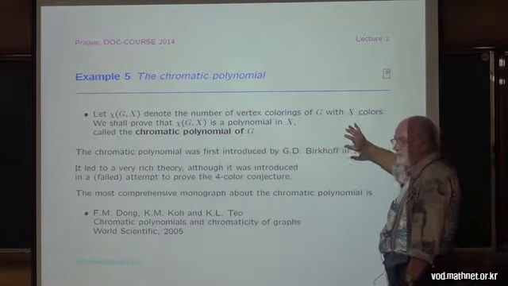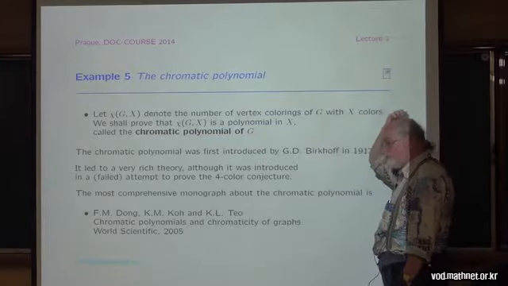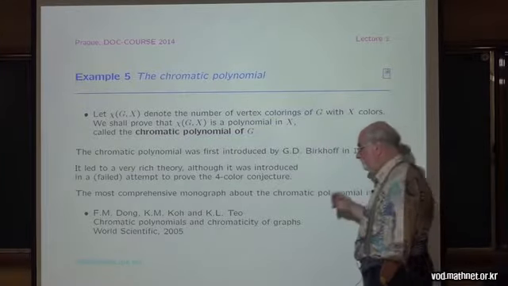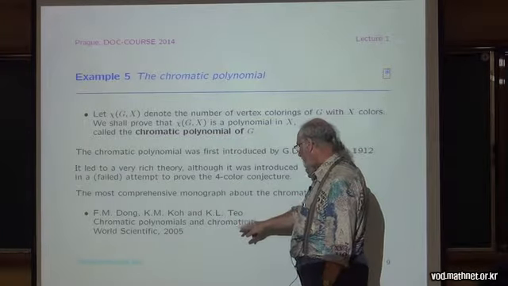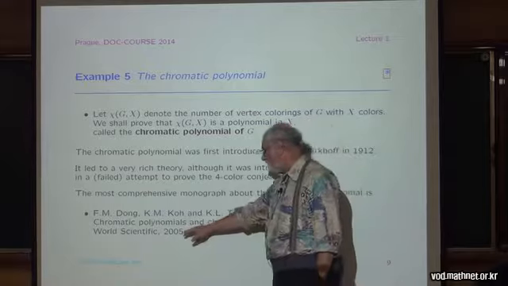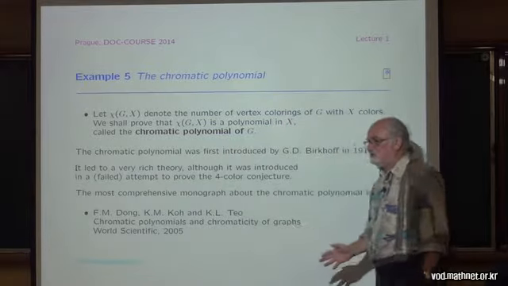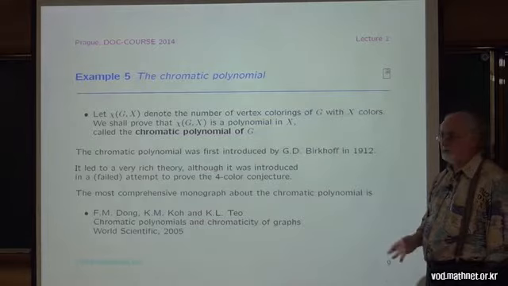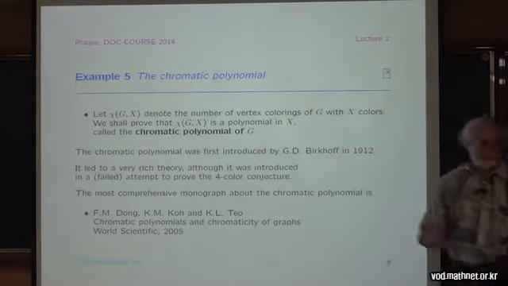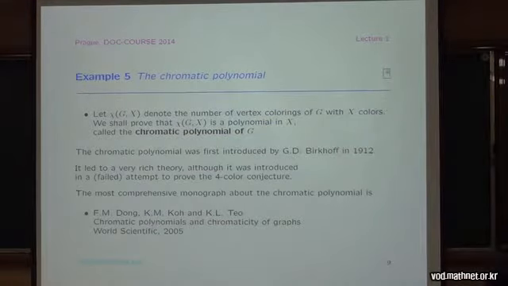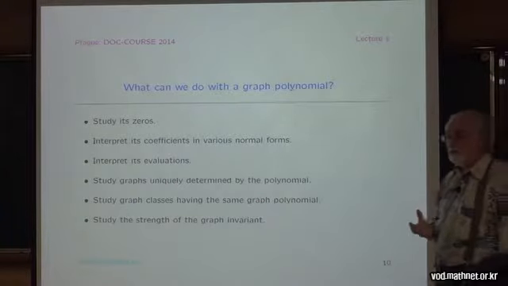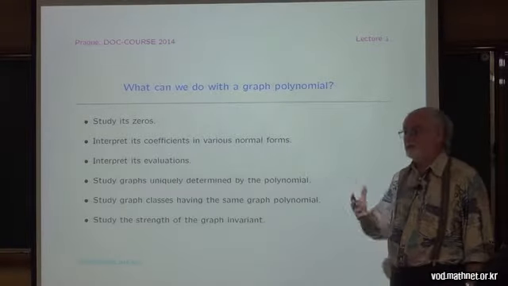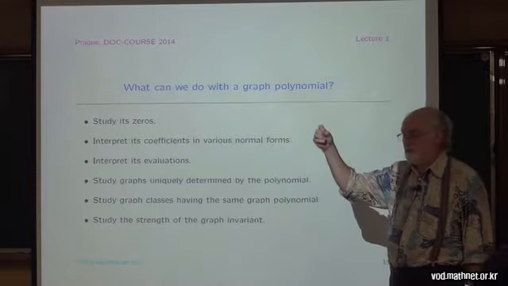Now, the chromatic polynomial has a very, very rich literature. There is a book by Dong, Koh, and Teo from Singapore, Chromatic Polynomials and Chromaticity of Graphs, in 2005, which has about 300 pages of information about the chromatic polynomial. This is just to convince you that at least somebody bothered to write 300 pages on this topic. Now, what can you do? So fine, you have found an object which maps graphs into polynomials.